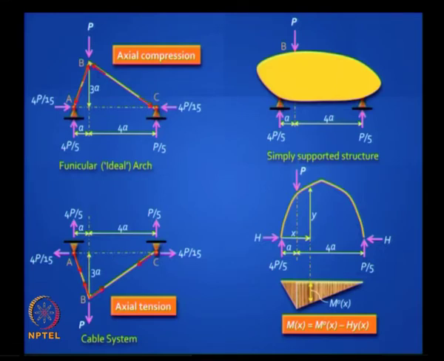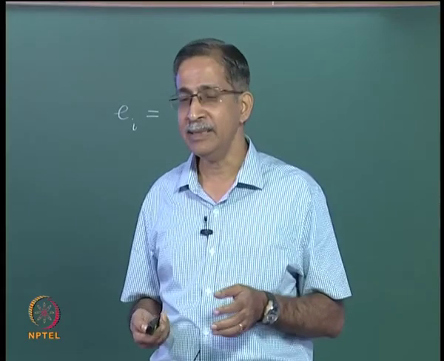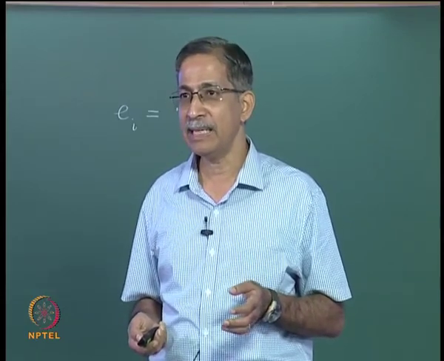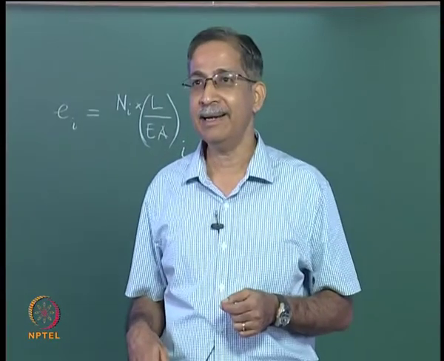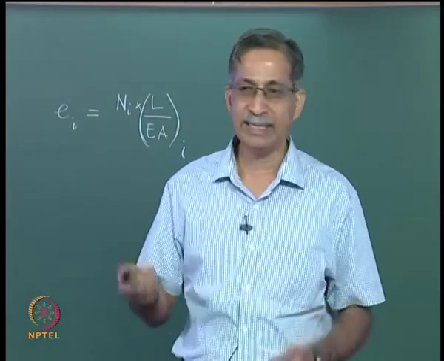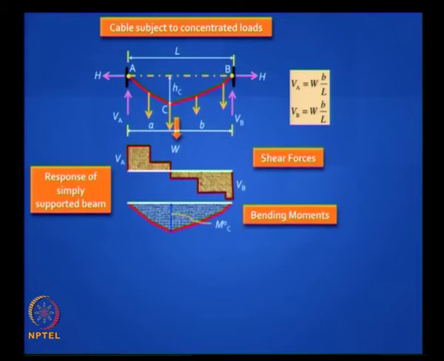Now a funicular shape is one where M naught is equal to H into y, or rather you can say y is equal to M naught by H, and if H is a constant, it clearly follows that if the shape of y, the ordinate of your frame at any location, resembles your bending moment diagram, then you have got a funicular shape. So it is very easy to appreciate this point. So here is something on cables.